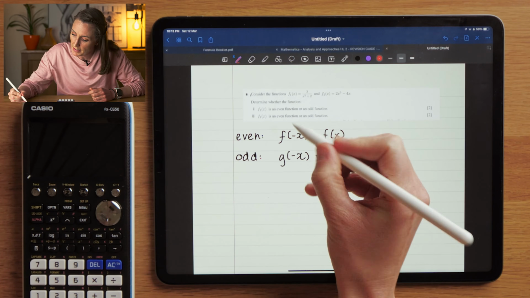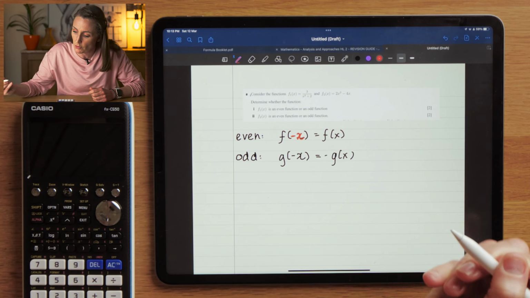Let's get stuck right into this question. In part A, you're asked to decide if this is an odd or an even function. The easy thing is the test starts the same way for both of them. You're going to start by replacing minus x into your formula.